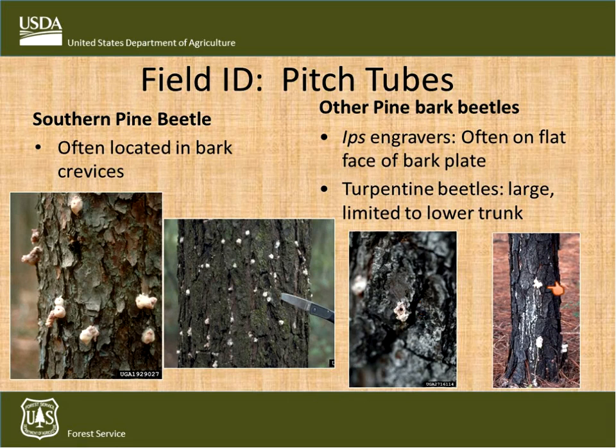The black turpentine beetle pitch tubes are really the easiest to identify. They're usually in the bottom 8 feet of the tree, from about head high down to the base of the tree, and they're the largest. They're by far the largest of the pitch tubes, much larger than southern pine beetle or Ips.